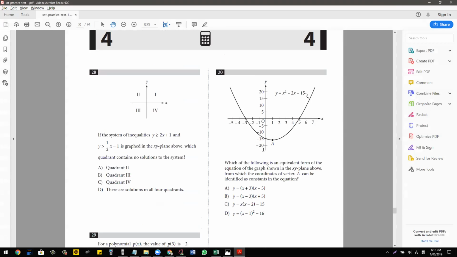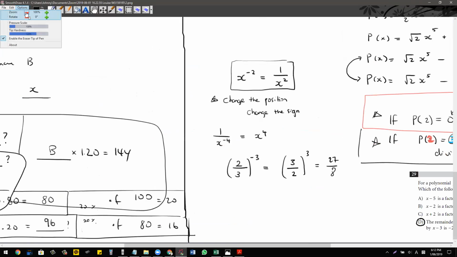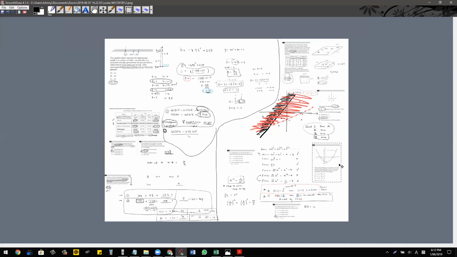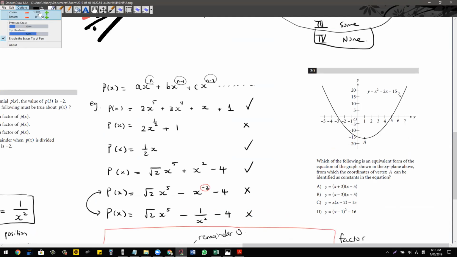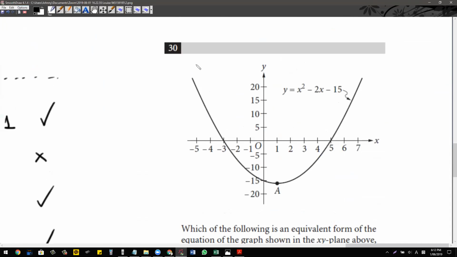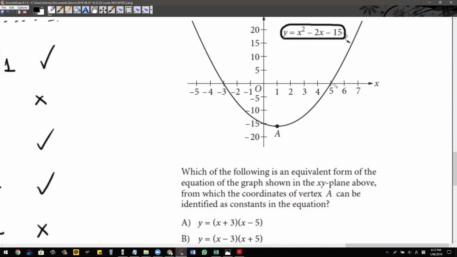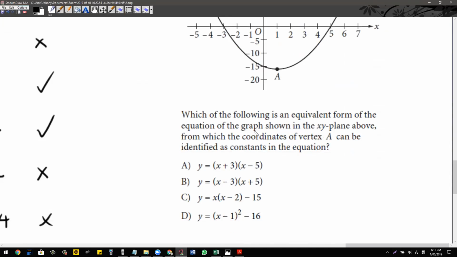Question 30. Okay, so this is about another quadratic. Not sure if we can do that with the limited space, but let's give it a go. So we've got this parabola, and the equation of the parabola is given by this. Which of the following is the equivalent form of the equation of the graph in the xy plane above, from which the coordinates of the vertex A can be identified as constants in the equation?